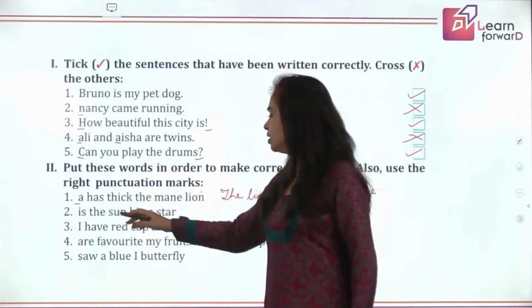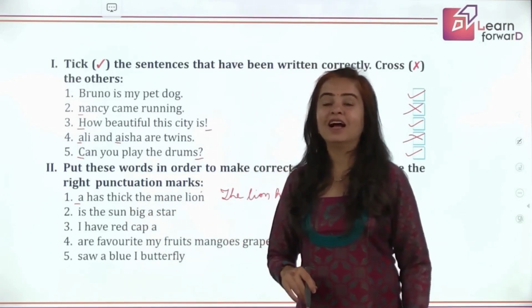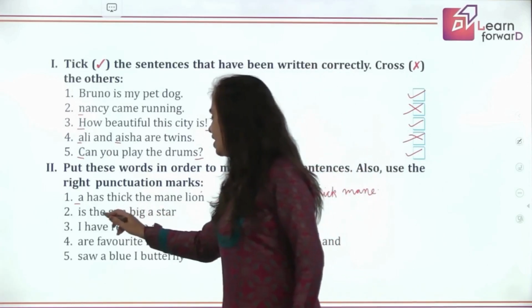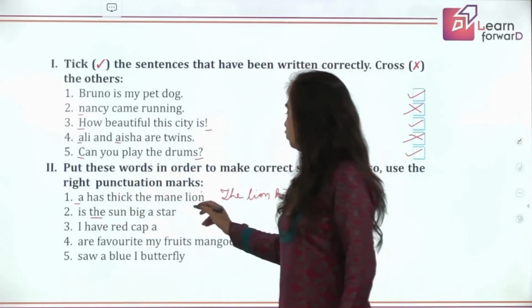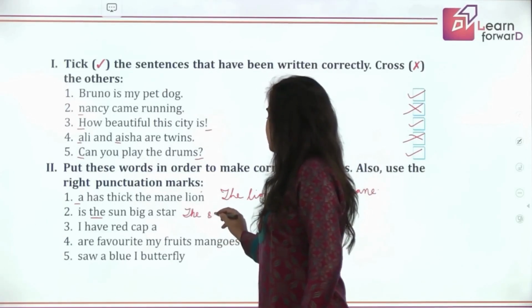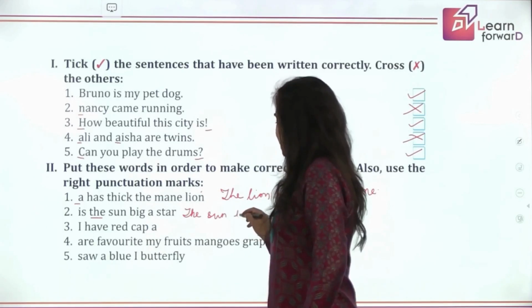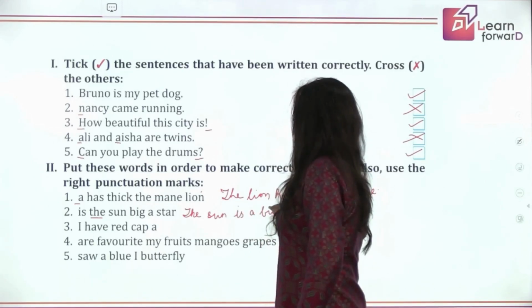Next, is the sun big a star? So what are we talking about in this sentence? Of course, sun. Yes, and sun is a universal thing. So we'll use the before it if you remember the use of articles. The sun, yes, good, is a big star. Perfect answer from few of you.